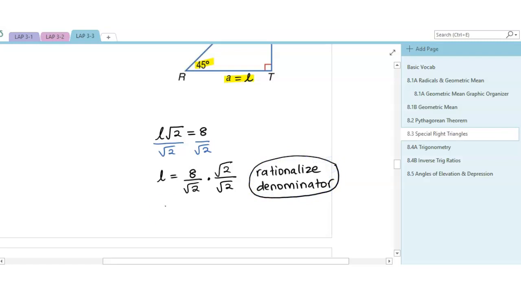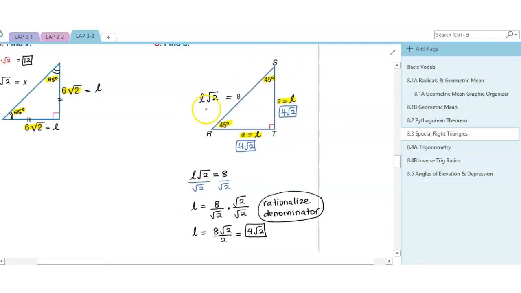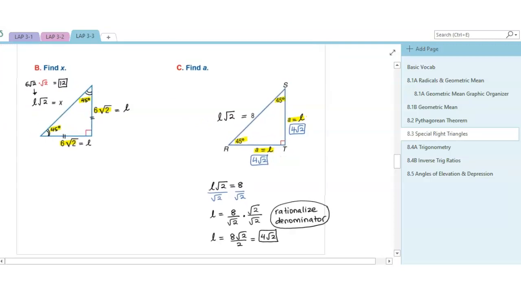So simplifying this gives us that L is equal to 8 root 2 over 2, which is simply 4 root 2. And so going back here, since L turned out to be 4 root 2, A is going to be 4 root 2 on both sides. And it's going to be the same thing on both sides because it's an isosceles right triangle. So that's how this one worked out. So if you have an equation, you can always use that equation to solve for the unknown. In this case, our unknown was L. And that's how you would do it with a 45, 45, 90 triangle.